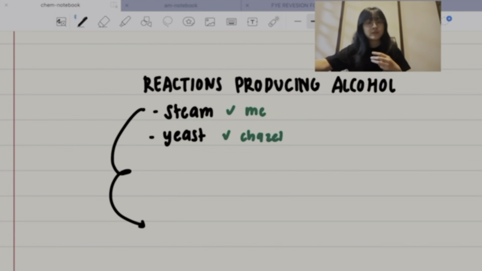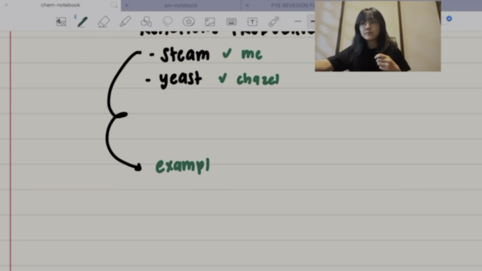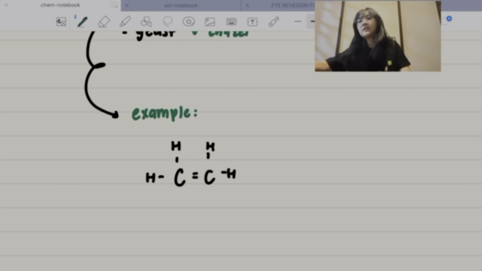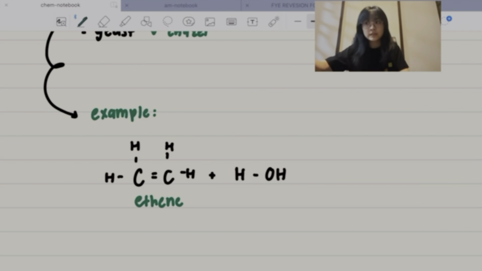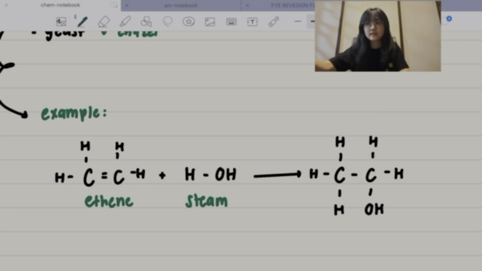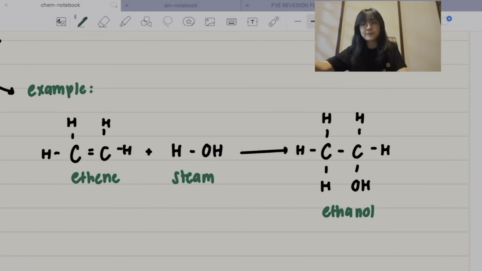So the reaction goes on like this. For example, I will be using ethene as this example. Ethene is, as you know, a C2H4. So this is the structure. There's a double bond carbon, you can see, and you'll be adding this to steam, which is H connected to OH. And by using the conditions I've mentioned earlier, phosphoric acid, 300 degrees Celsius and 60 atm, you will get this as a result, C2H5OH, which is alcohol or ethanol.